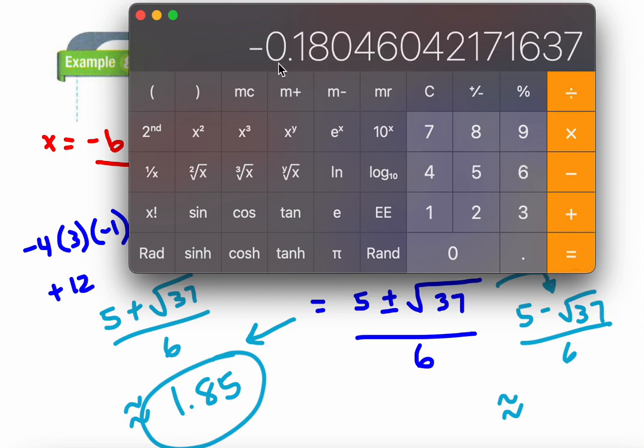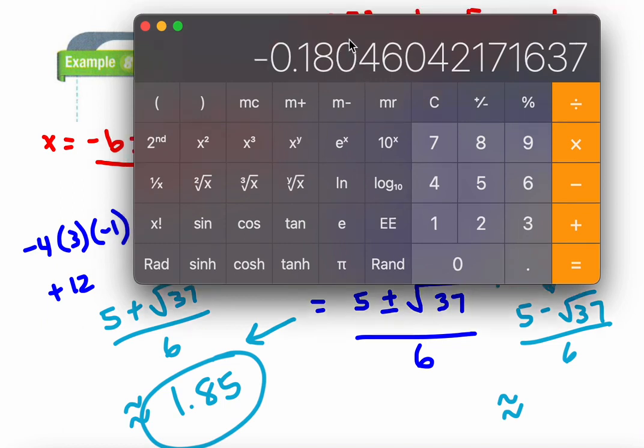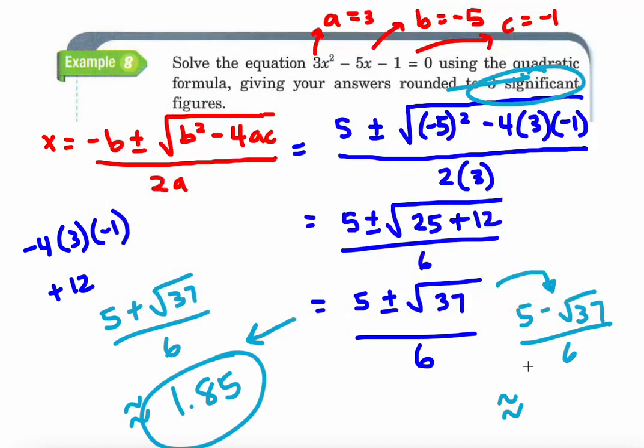So my answer would be negative 0.180. This 0 counts as a significant figure because it's a place value to show that this didn't round. So the answer would be negative 0.180. Yes, we do have to write that 0 because it's significant. It's showing that it wasn't rounded.